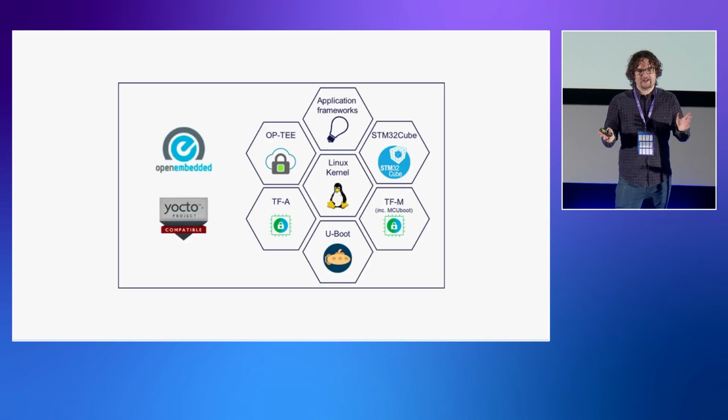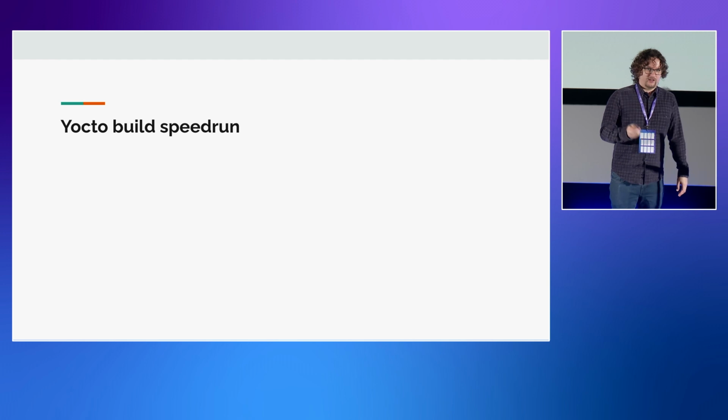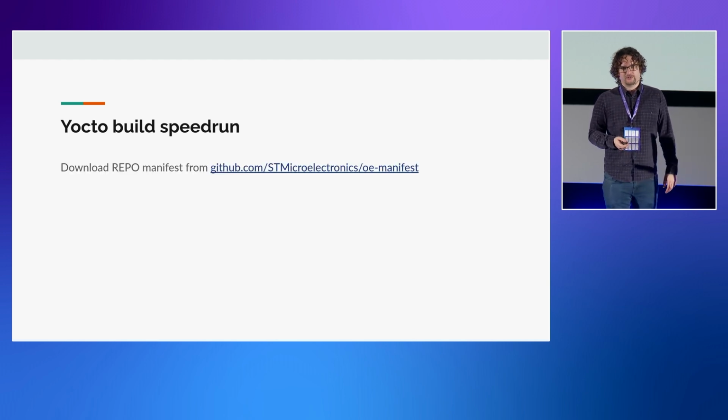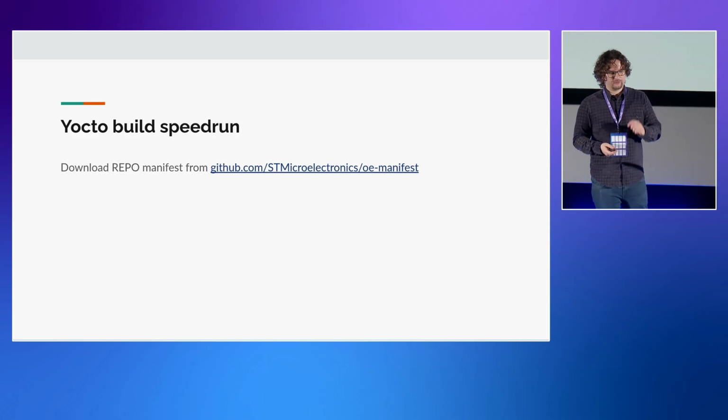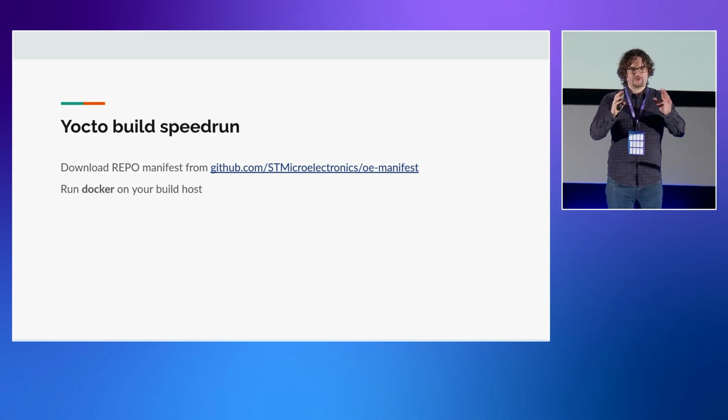And this is the diagram straight from the documentation, what is contained in the distribution package, a lot of stuff. Apart from kernel, we also have U-Boot, firmware for Cortex-M, and everything. This is roughly how it looks like. And now let's do a speed run of Yocto build. So we download repo manifest from the site provided by the vendor, and the repo is basically a collection of all of the meta layers that we need to build our stuff that we want.